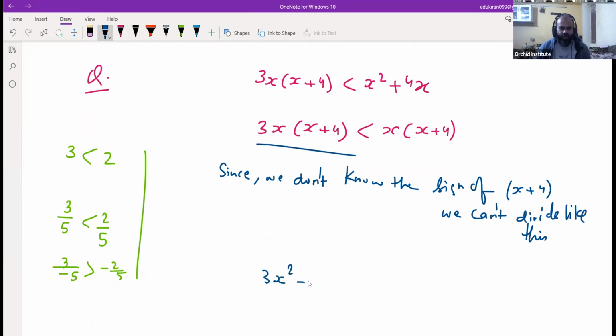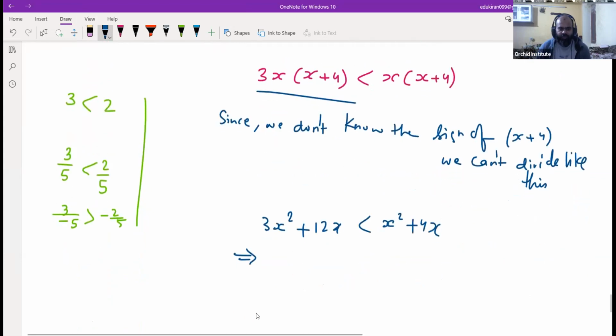The left side will be 3x² + 12x. The right side expanded is x² + 4x. Now take everything on one side. That will not be a problem, whether x is positive or negative, because we just change the sign on going to the other side. So it will become 2x² + 8x < 0. The x² goes there as minus x², so 3x² minus x² is 2x². The 4x goes there as minus 4x, so 12x minus 4x is 8x. Are you following this? Yes, sir.